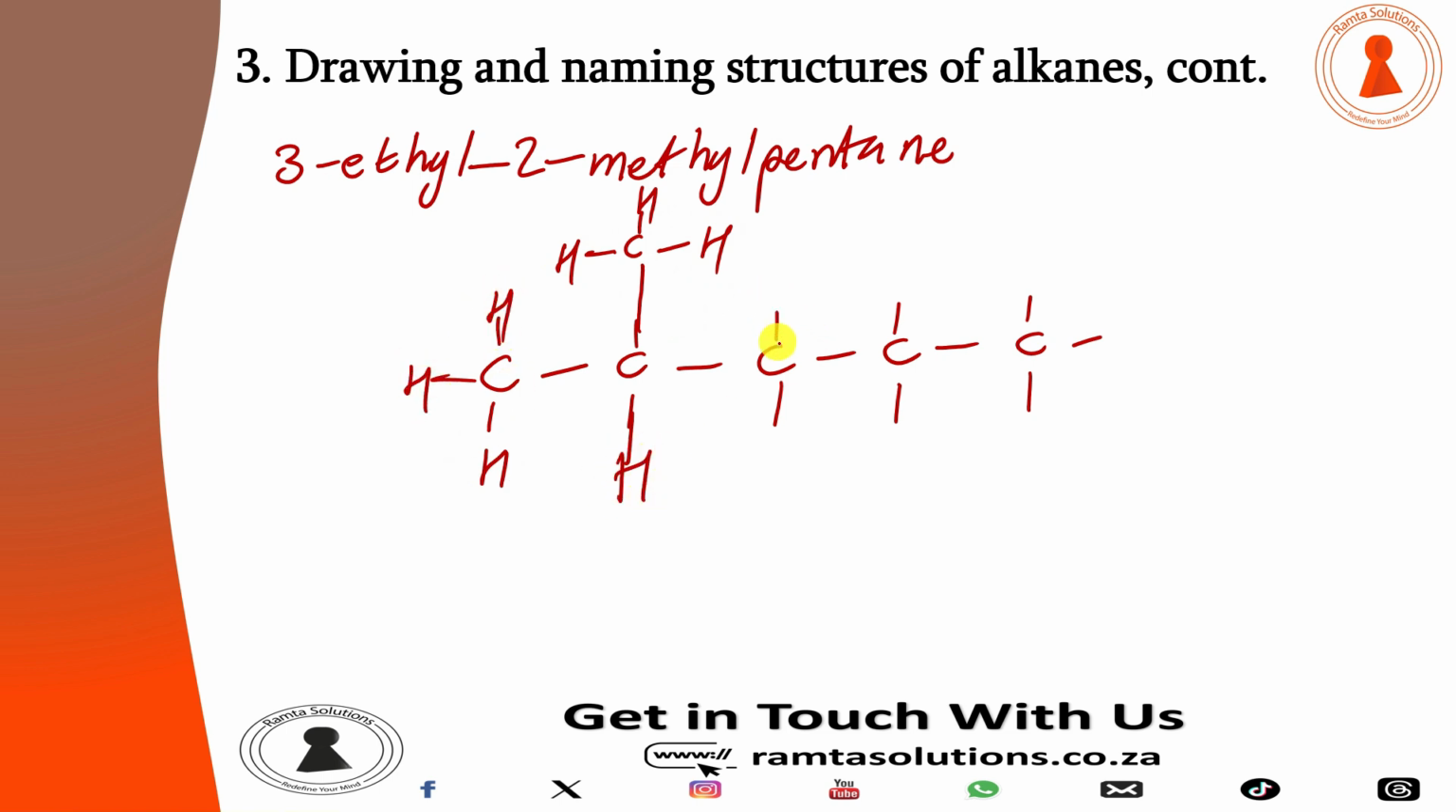And then another substituent, where is it? It's ethyl at carbon number 3. Remember, you start numbering at the end nearest the substituent. So when you look at it, if you are to start numbering from here, it's really not going to work.